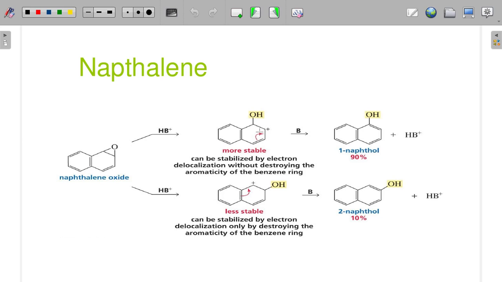Now, the reason this one up here is more stable is because it does resonate back and forth. And then we'll just actually end up ripping off that H that's here and make another double bond, and we get this one naphthol. But on this lower one, the only way to make this cation more stable would be to borrow that charge from here, which would destroy that aromatic property. And that just doesn't happen, so that's why we only see that about 10% of the time.